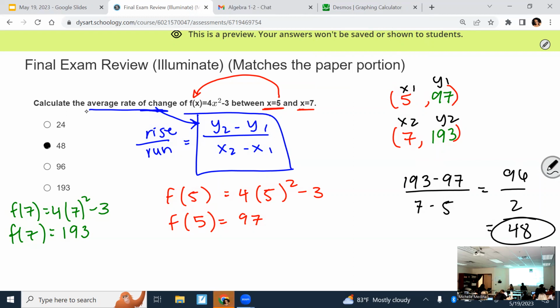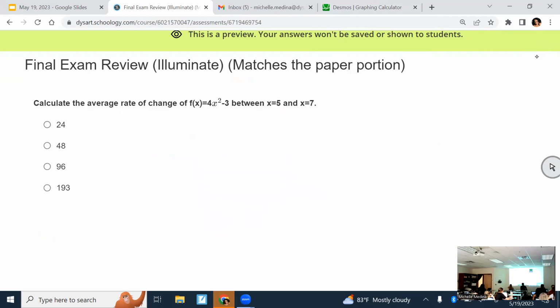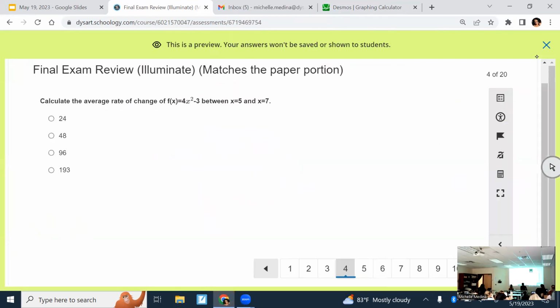I always suggest you use your calculator, even for subtraction. But yeah, questions on that part? Questions on others? I have time for one or two more. Brian? 20. Okay. So then 20.